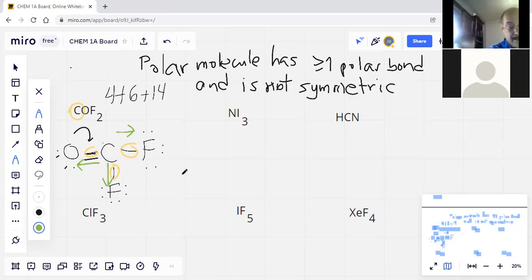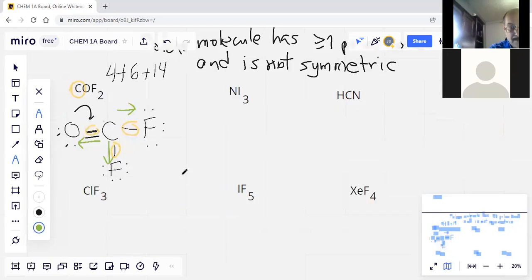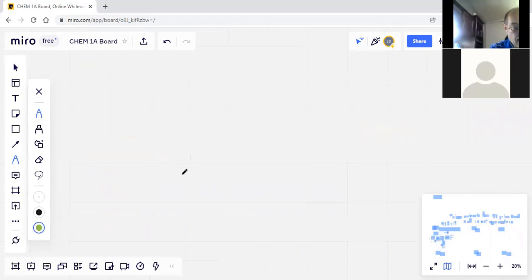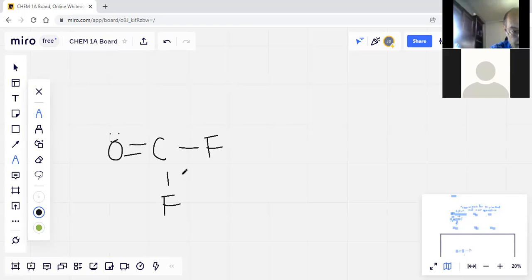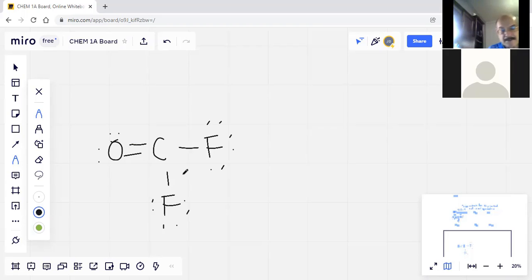The question is, is that group of polar bonds distributed non-symmetrically? So let me come back here, and I'm going to redraw that structure again. We said we had C, we had O here, we have F, and we have F. I'm going to put the lone pairs in there, although for the purpose of the geometry of the molecule, it's not as important unless the lone pairs are on the central atom, which we don't have right now.